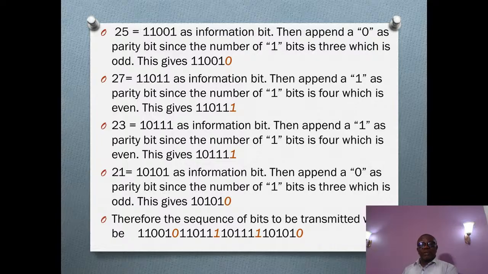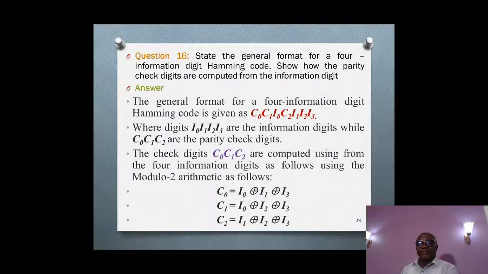So what will be transmitted will now be 6 digits. Each of the 6 digits includes the parity bit. So what will be transmitted will be 110010, that is with the parity bits, 110111, 101111, 101010. So that is what will be transmitted using the parity check to do that.